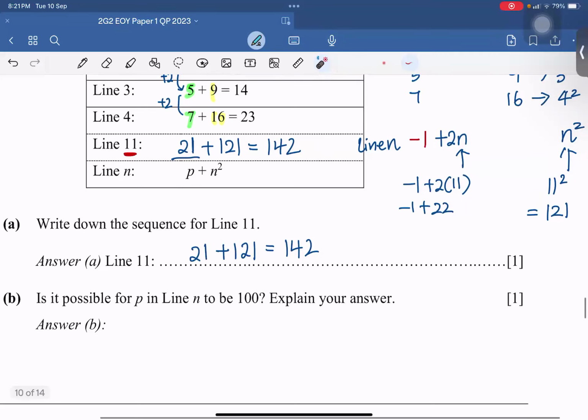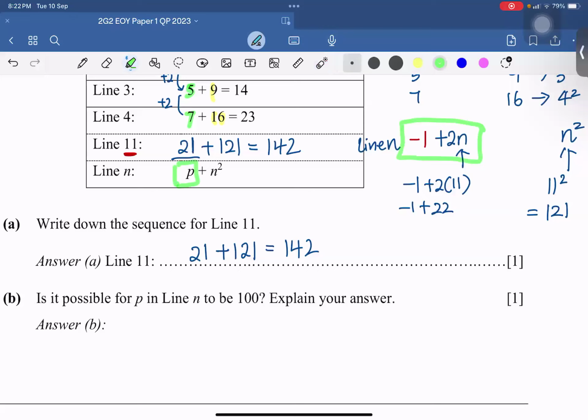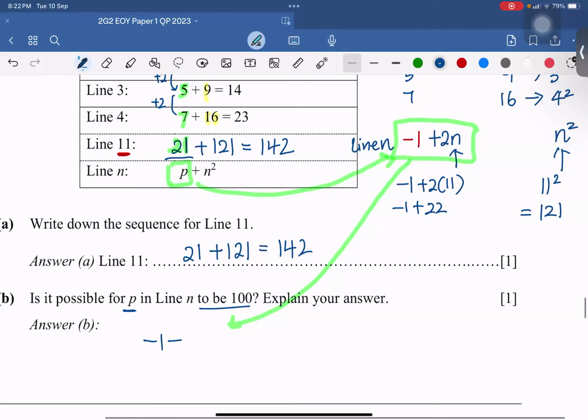Is it possible for line n, p in line n to be 100? So what is the formula for p? What have we found just now? Line n, the first part, the pattern, we found plus the 2 formula: 2n minus 1 plus 2, right? They ask you, is it possible for p to be 100? So I use this one over here, 2n minus 1 plus 2 and equate it to 100.